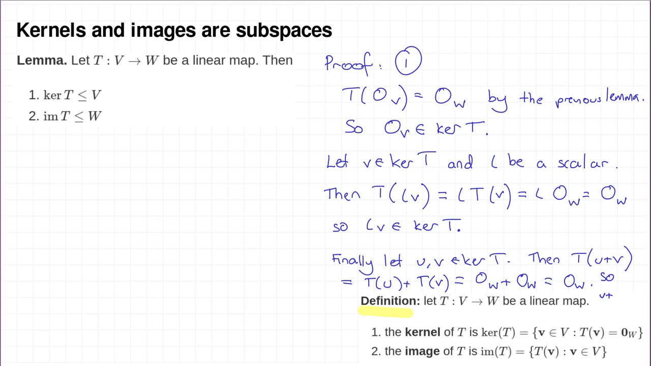So U plus V is in the kernel of T. We have shown that the kernel of T contains the zero vector. We've shown that the kernel of T is closed under scalar multiplication, and we've shown that it's closed under addition, therefore it's a subspace, and we've completed our proof of part 1 of the lemma. So now let's do part 2.